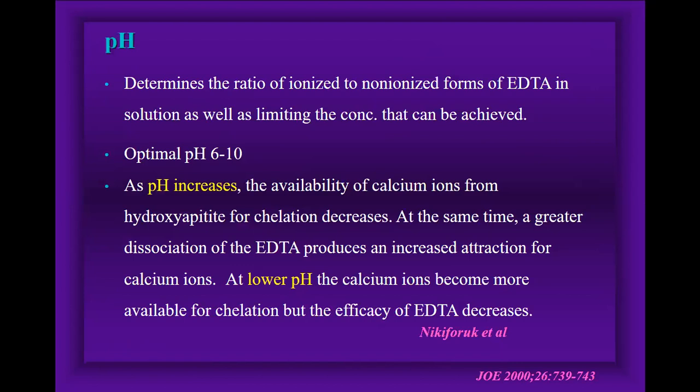So pH determines the ratio of ionized to non-ionized forms of EDTA in solution, as well as limiting the concentration that can be achieved. Optimal pH is 6 to 10. As pH increases, the availability of the calcium ions from hydroxyapatite for chelation decreases. At the same time, a greater dissolution of the EDTA produces an increased attraction for calcium ions. At lower pH, the calcium ion becomes more available for chelation, but the efficacy of EDTA decreases.